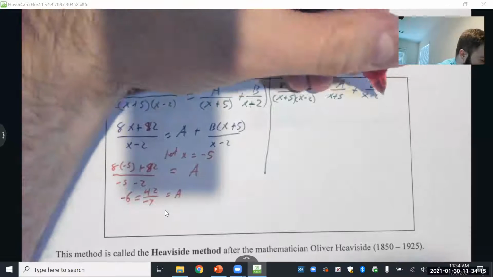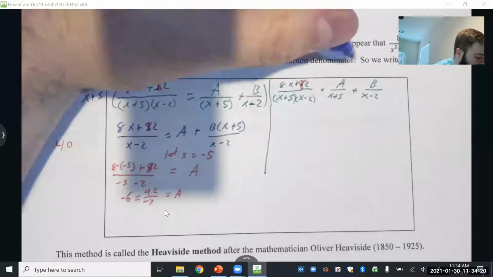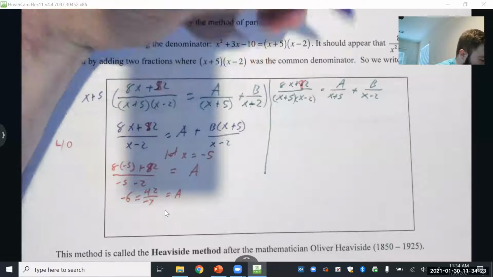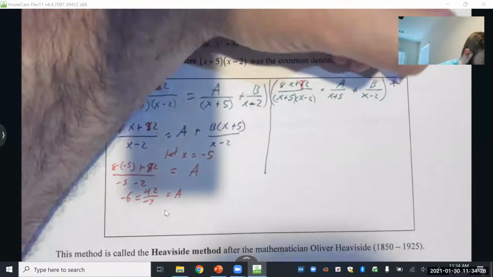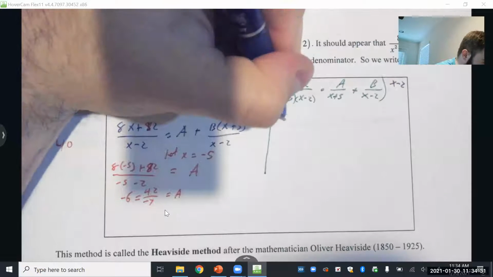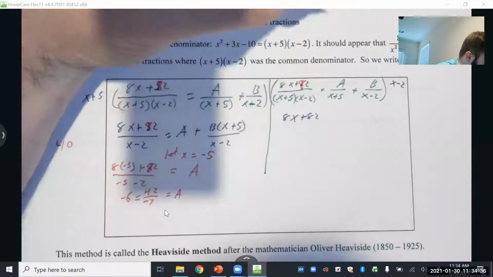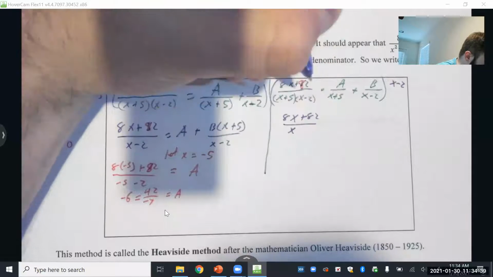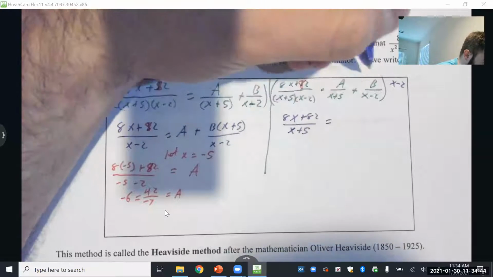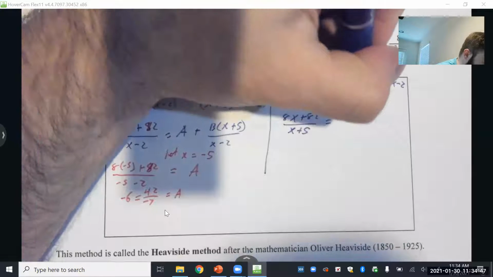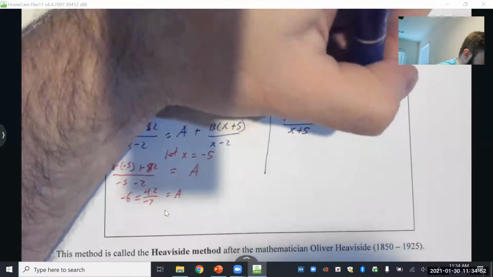And then now on this side over here, again, that should have been an 82. On this side, we're going to find the B by multiplying everything by x minus 2. So we're going to end up with 8x plus 82 over x plus 5 equals A times x minus 2 over x plus 5 plus B.